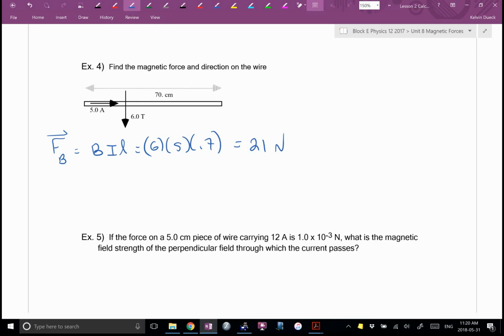So, 21 newtons direction into the page. Oh, although we also have a handy symbol for that. What was our symbol for into the page? If you did that, I'd be cool too.